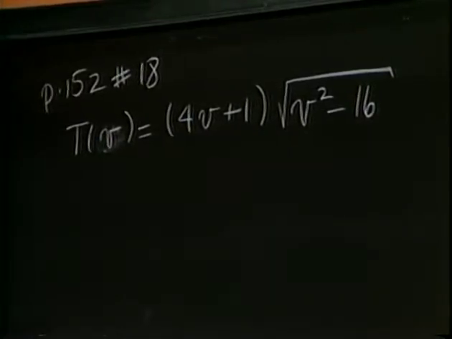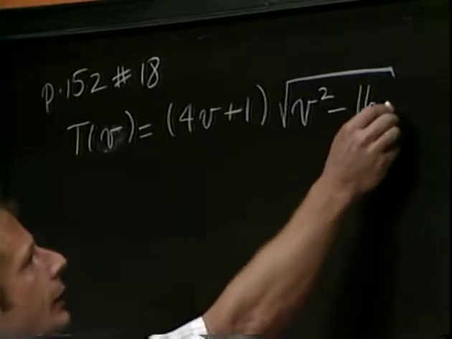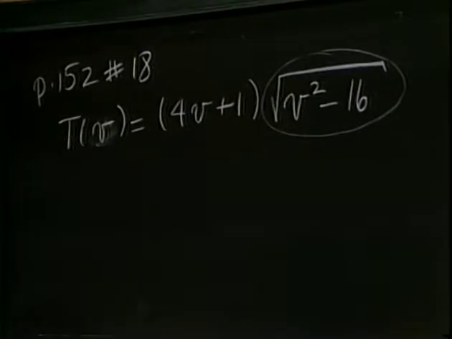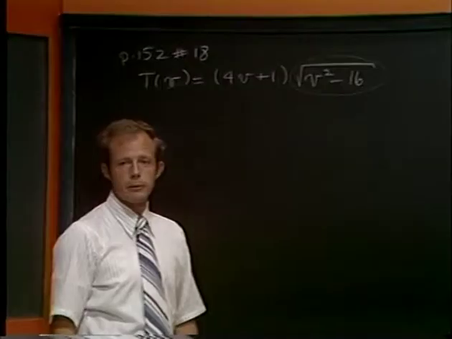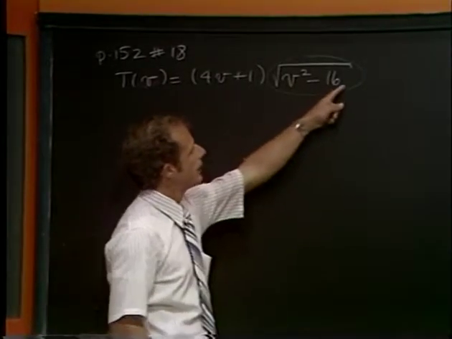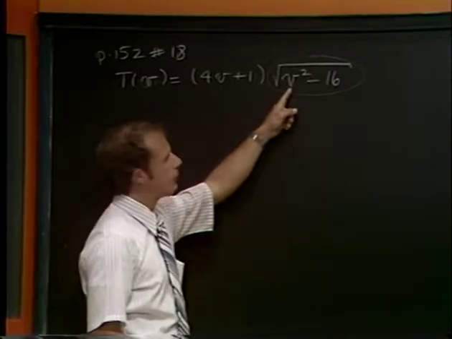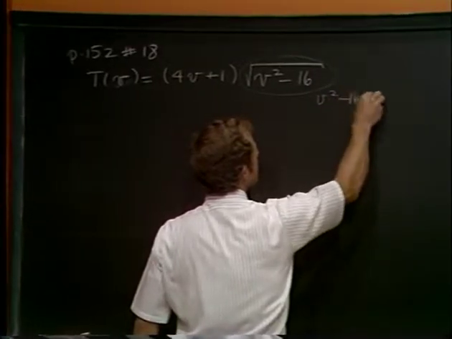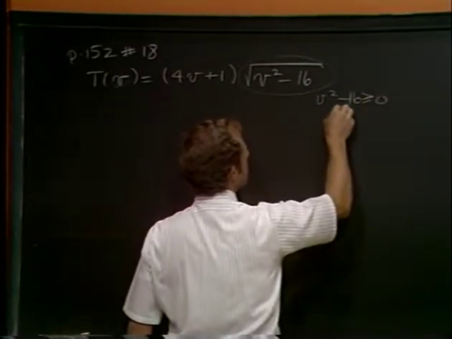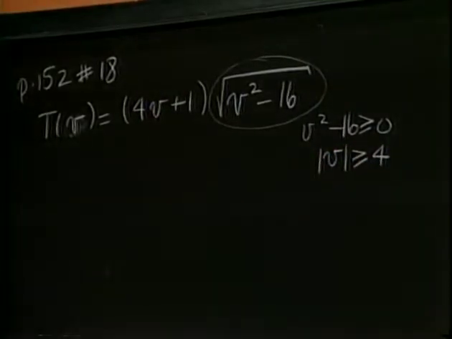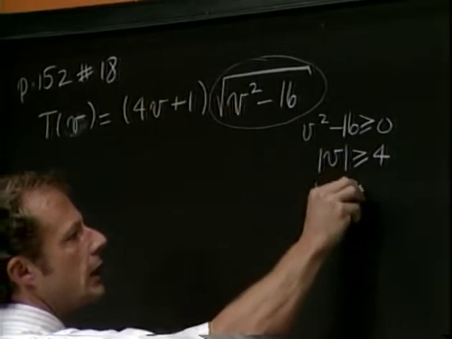But I think what I should point out now is that since this is a square root, really the values that we're interested in are not all possible values of v, but only v's that would make sense in terms of a non-negative value inside the square root. In other words, v squared minus 16 would have to be non-negative, or v in absolute value has to be greater than or equal to 4. Otherwise, the function is not defined. So this, then, is the domain of t.